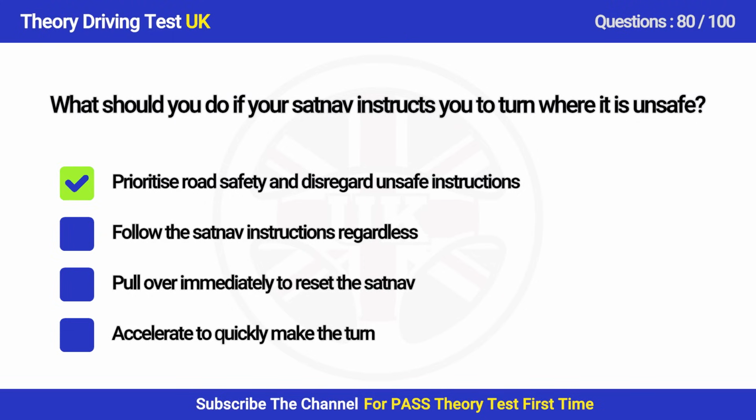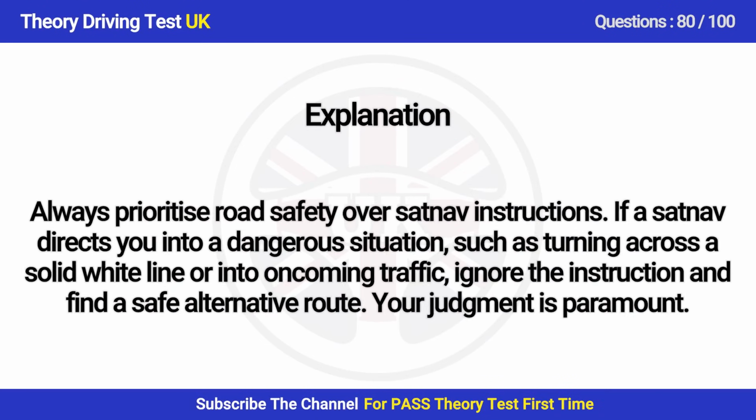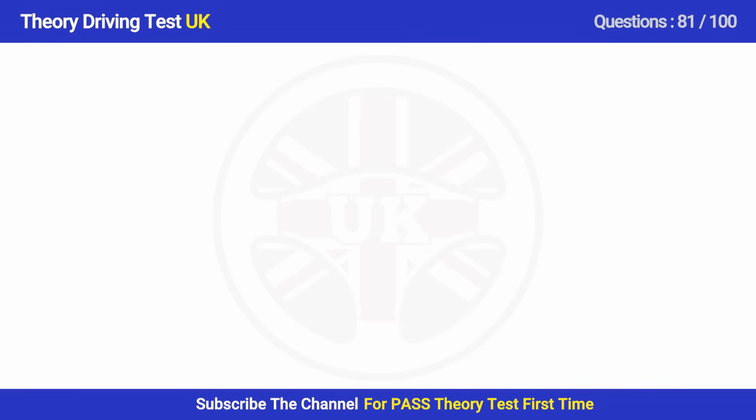Answer is A. Prioritize road safety and disregard unsafe instructions. Always prioritize road safety over sat-nav instructions. If a sat-nav directs you into a dangerous situation, such as turning across a solid white line or into oncoming traffic, ignore the instruction and find a safe alternative route. Your judgment is paramount.